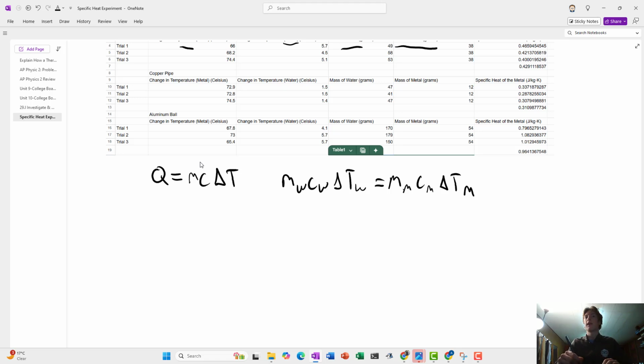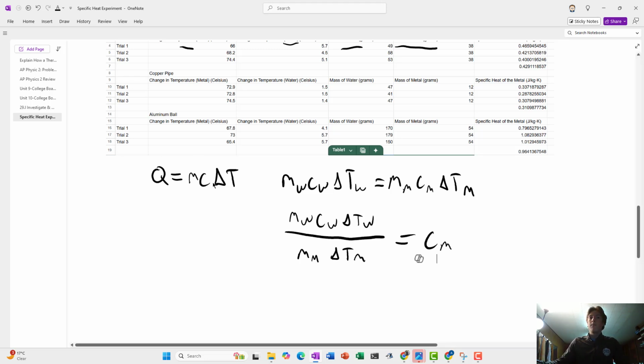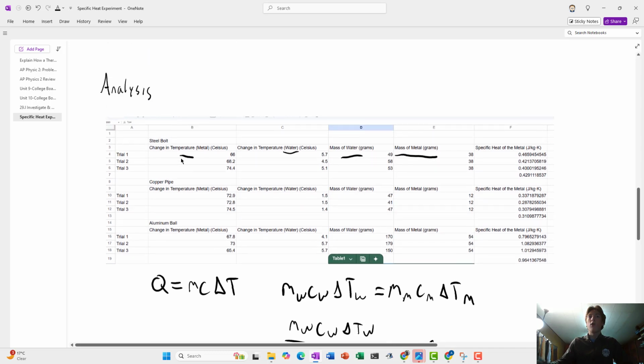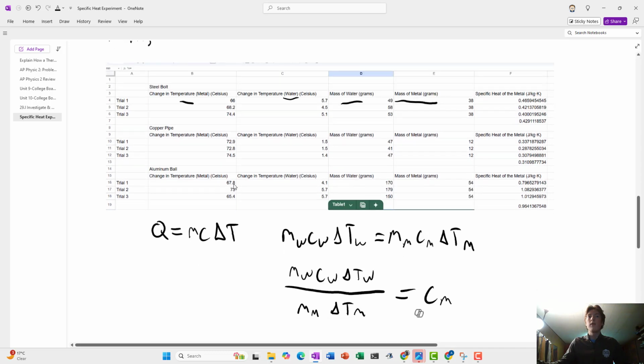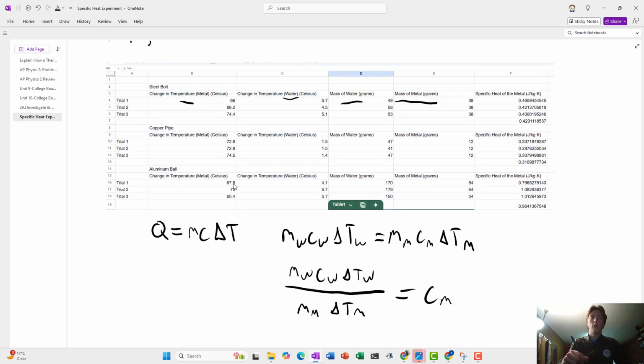Then from this we can get the specific heat of the metal all by itself. We can basically just divide the mass of the metal. So we'll keep this, and we'll just divide the mass of the metal, and also divide the change in temperature of the metal. And then we get the specific heat of the metal. So basically, we just plug in the values. We have all of these values. The only one we're missing right now is the specific heat of water.